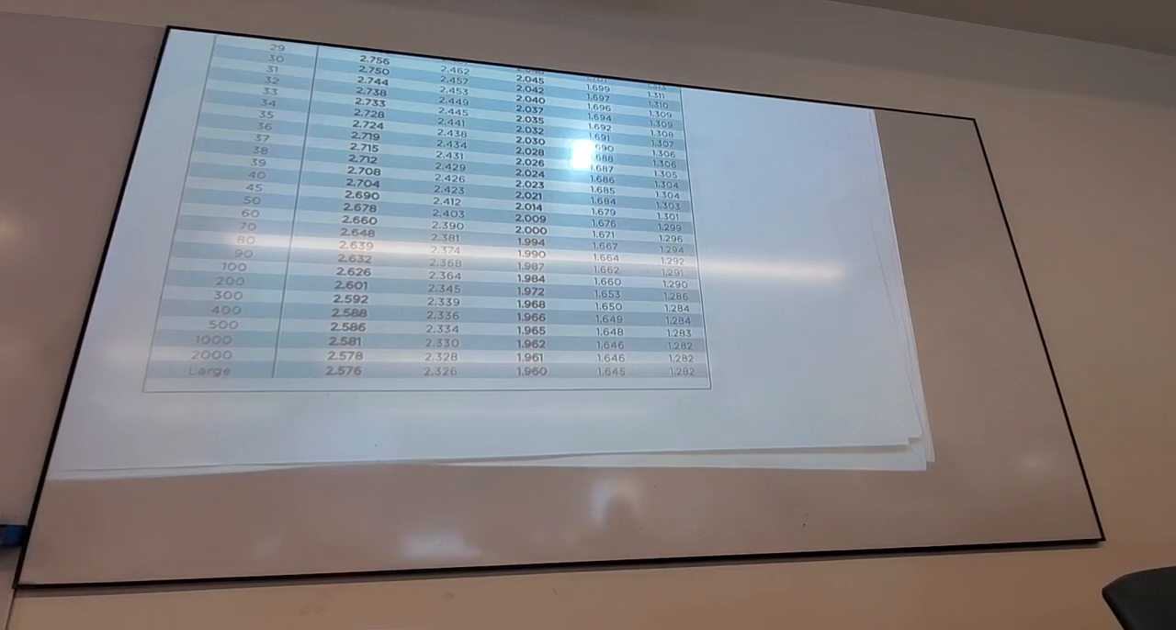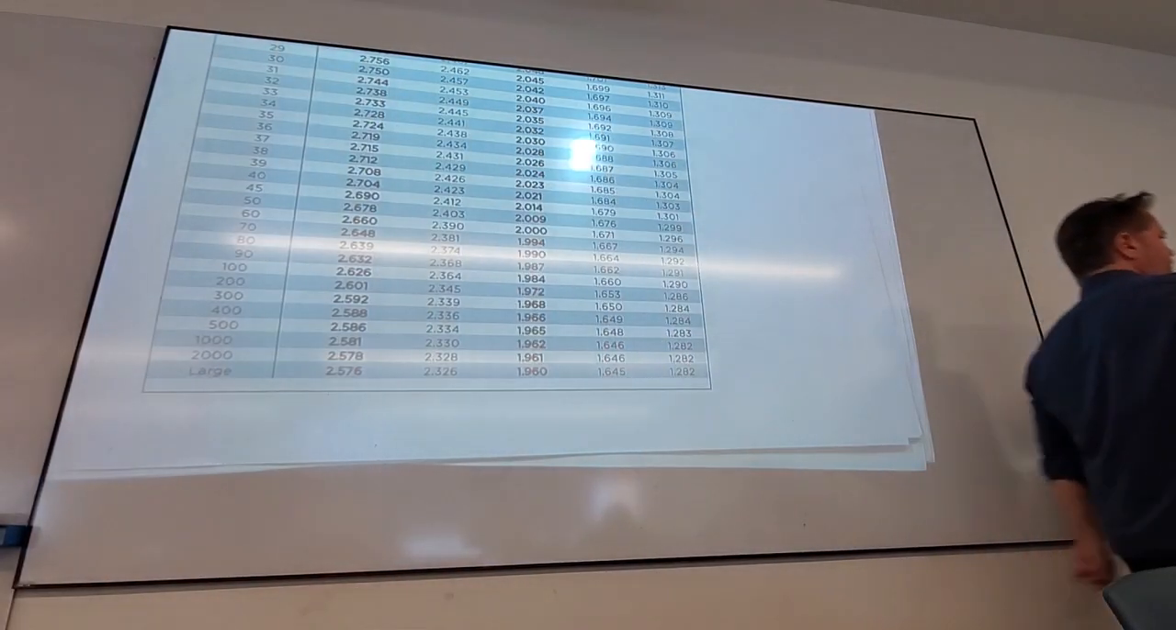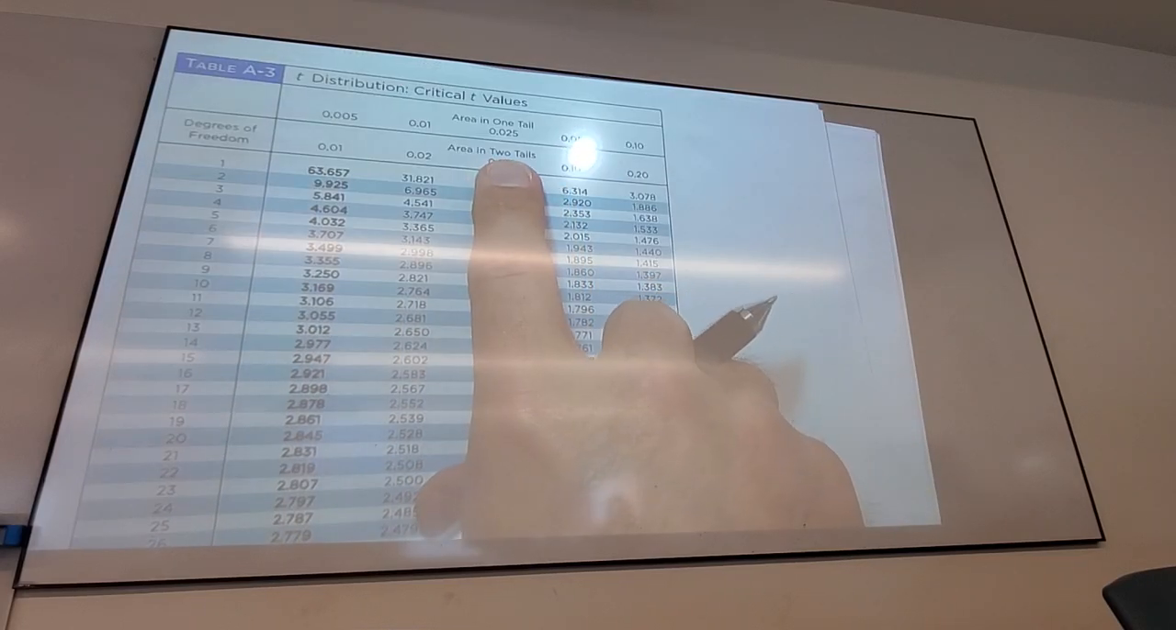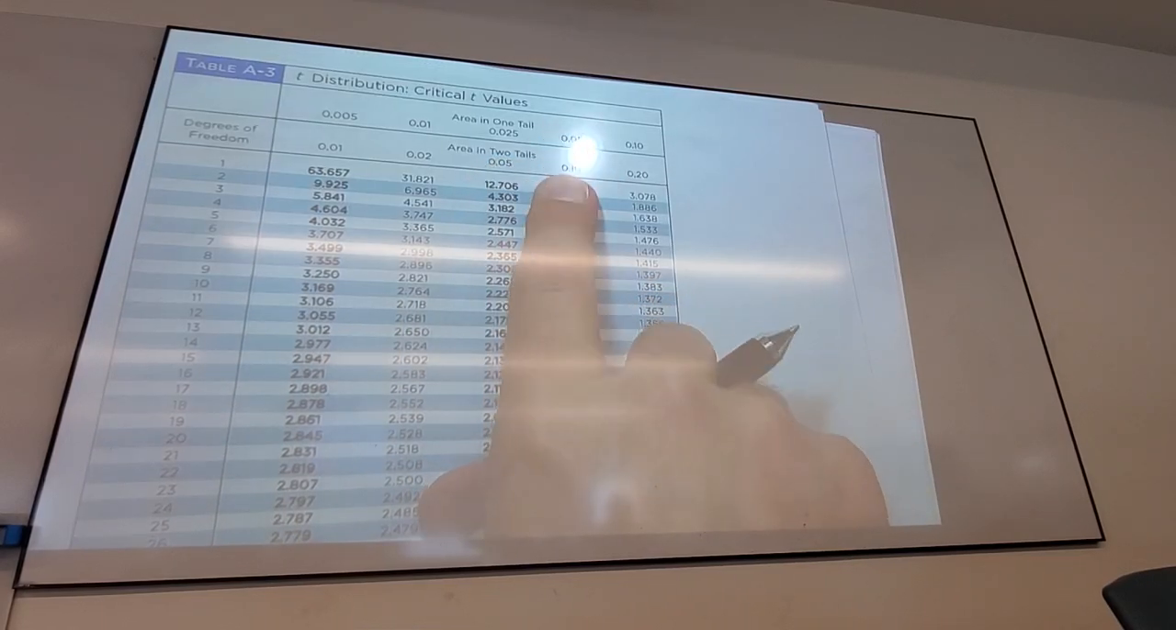Now, I don't know how you feel about this chart. I feel like it's easier to read than the z-score chart was when you first got it. I don't know if you guys agree, but most confidence intervals, I would look at them as two tails, but it's really up to you.